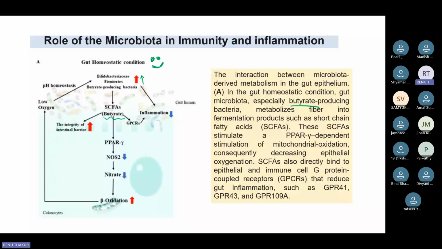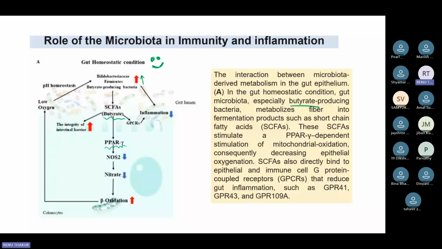Now this butyrate will increase the integrity, or the intactness, of the intestinal barrier, and also it may enter the GPCR cycle, the G protein coupled receptor pathway, and it will be involved in decreasing inflammation. Okay. Now this SCFAs will do what? I have already explained the PPAR gamma. So this PPAR gamma will do what?